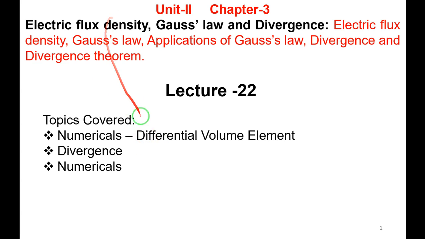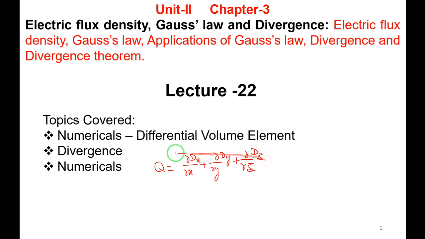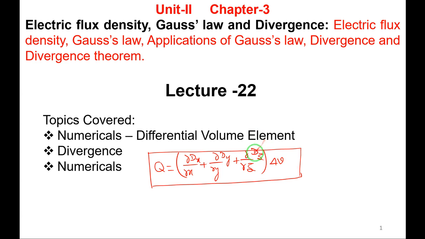So the charge enclosed in the smaller volume is given by the variation of the electric flux density in x direction, that is dou by dou x of Dx plus dou by dou y of Dy plus dou by dou z of Dz, into the small differential volume delta V. Delta V is equal to delta x into delta y into delta z, right? This is the charge enclosed in the smaller volume or differential volume element for asymmetrical charge distribution.